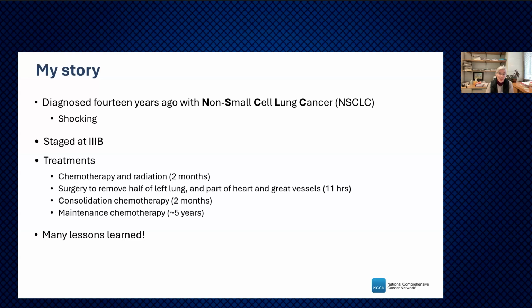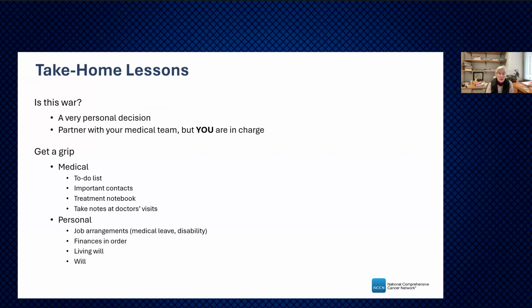And not much recovery time after that. I started on consolidation chemo for a couple of months and then went on to maintenance chemo for about 5 years. This was fairly standard therapy at the time with the drugs that were available in those days. I missed time from work. I was quite ill at some points, and I learned many lessons along the way, which I'll share with you, and that I hope will be helpful for you to hear about.